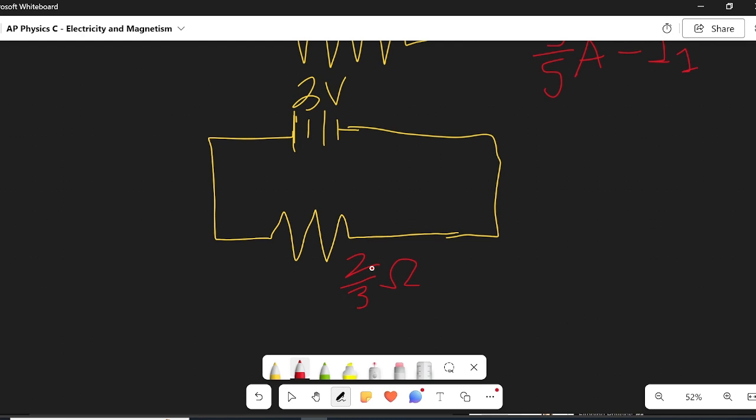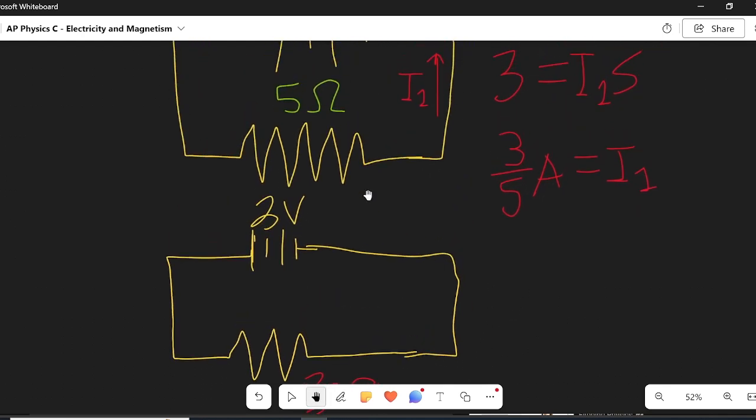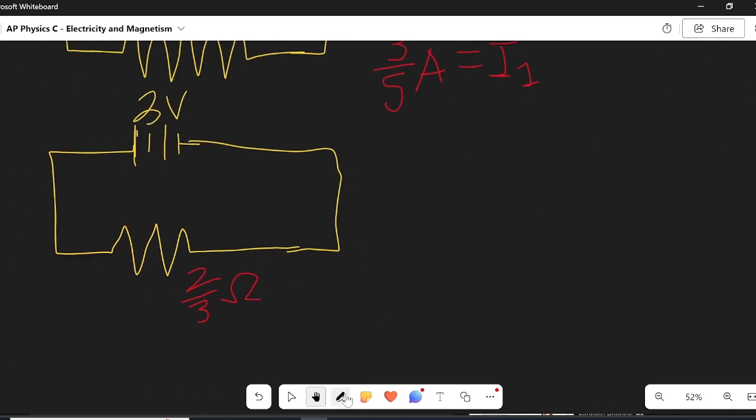So essentially, for a formula: resistors in series are super easy. You just add them up. But in parallel, we'll have a formula.